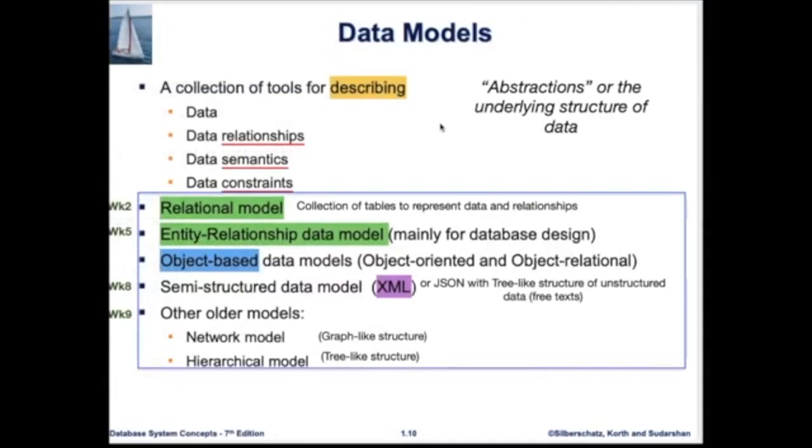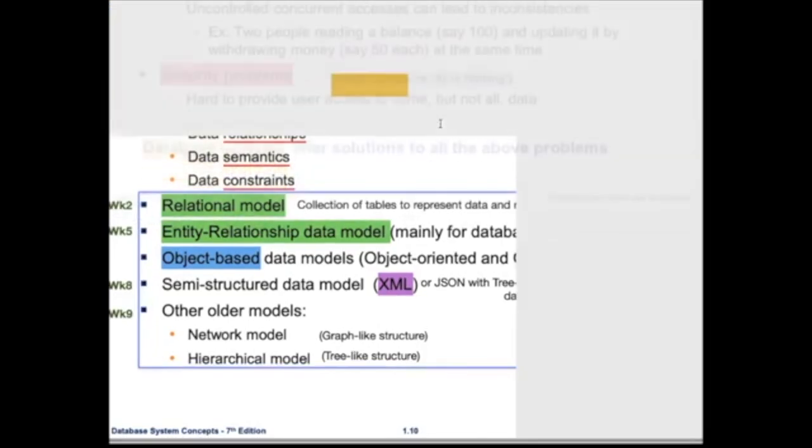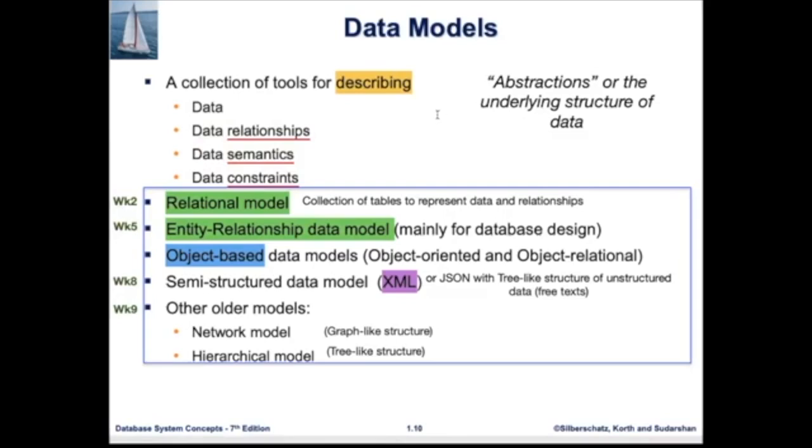Okay, so yung next topic naman natin is about data models. So yung data models natin, you can think of this as abstraction or it answers yung underlying structure ng data. So this data models can be a collection of tools that describes the data itself, the relationships between the data, the meaning of the data, and the constraints we set to the data. So may mga different types of data models which is highlighted in this rectangle.